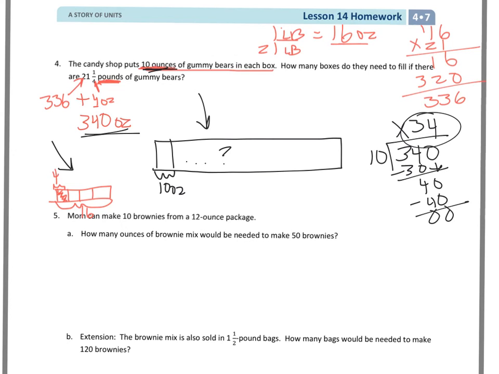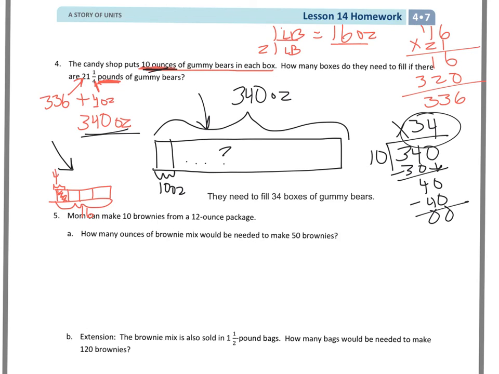But I have a nice tape diagram here showing it. And this is a good tape diagram for it because now I can label in 340 ounces. And I know that there's going to be 34 boxes with it. So that's my whole, I want to figure out that piece. So I'm going to write my answer statement now. And there it is. They need to fill 34 boxes of gummy bears.